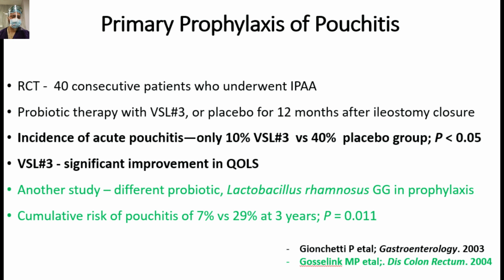In one RCT, they used BSL3 or placebo for 12 months after ileostomy closure. The incidence of acute pouchitis was only 10% in the probiotic group versus 40% in the placebo group, which was a significant difference. There was improved quality of life also, and there is another study with different probiotics as well, and the cumulative risk is reduced with primary prophylaxis.